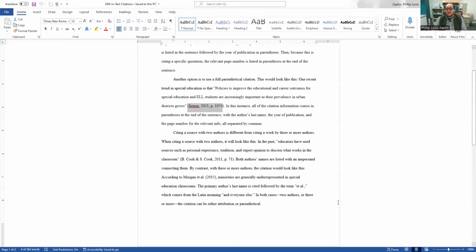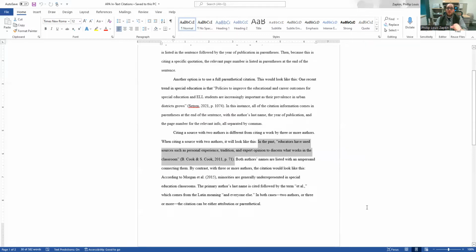In the social sciences and the hard sciences, which are the disciplines that APA is most likely to be used in, you often have multi-authored studies. So there's a couple of different ways of approaching this. One is if you have just two authors. The other is if you have three or more authors. So if you have two authors, this is what it's going to look like.